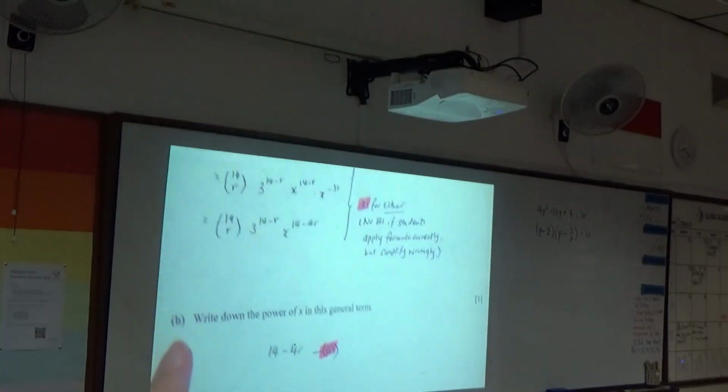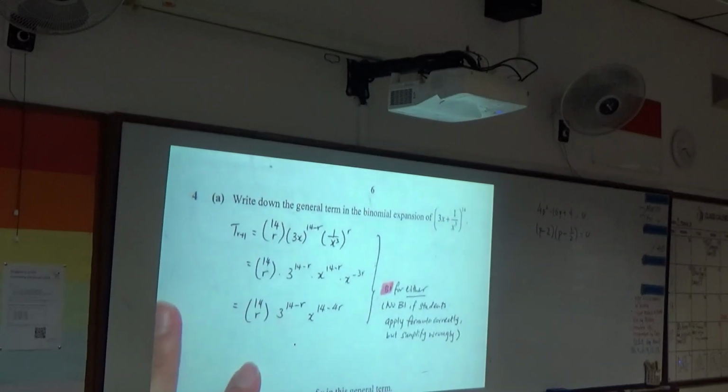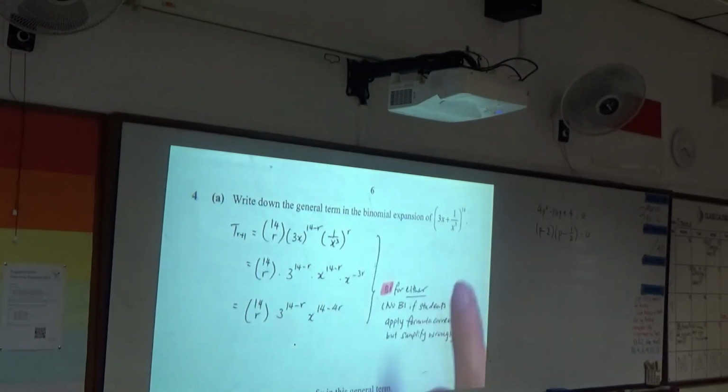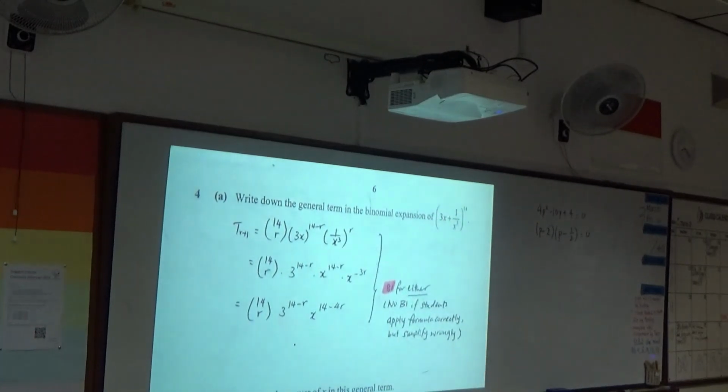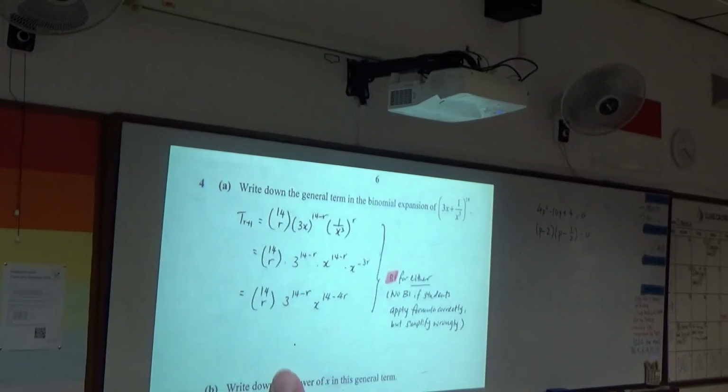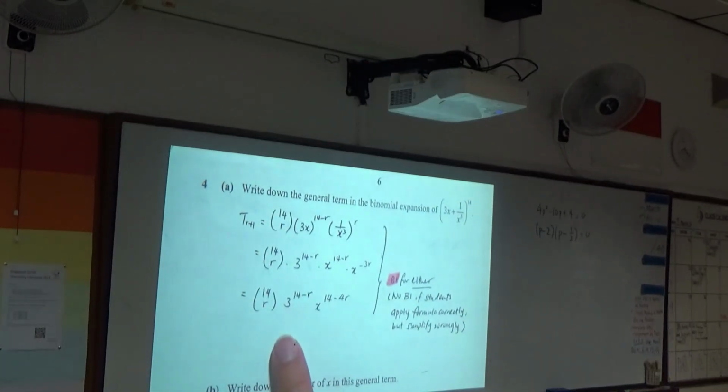Yeah, moving on. Question 4. Write down the general term in the binomial expansion of this. You give me any form of the general term. They are actually correct, I'll give you the mark already. Any one of these, right, doesn't need to be simplified.